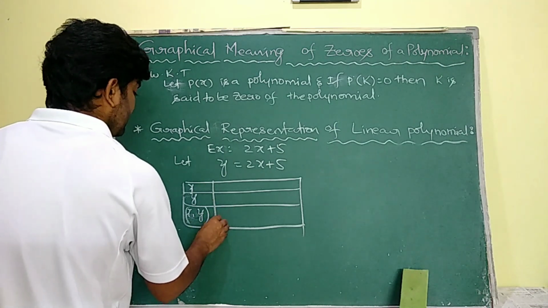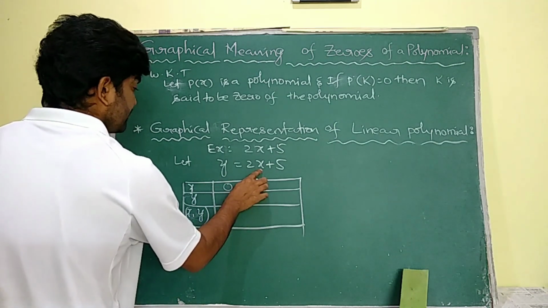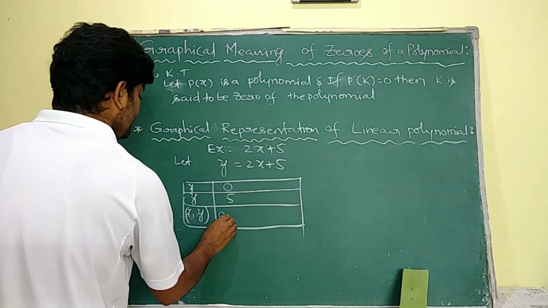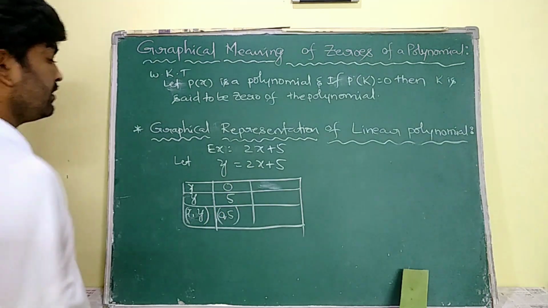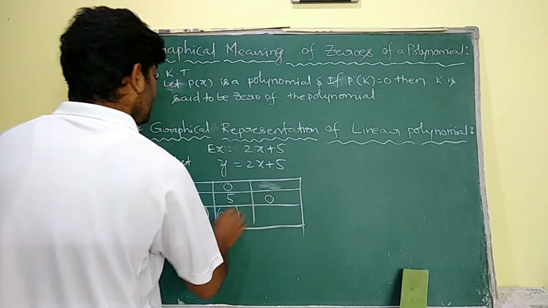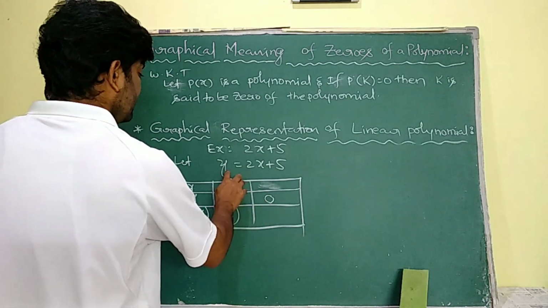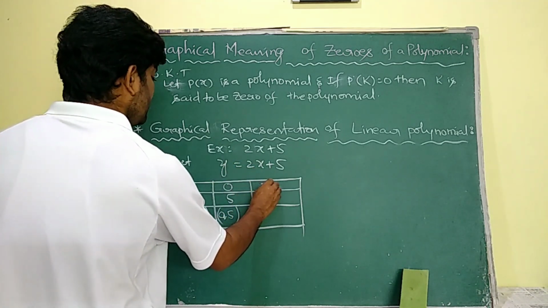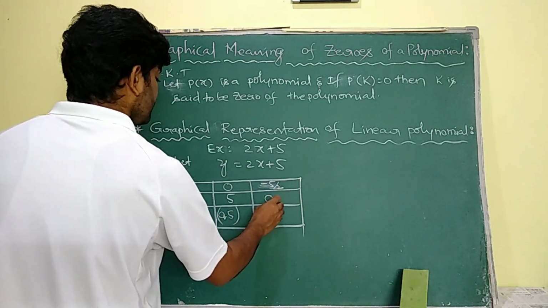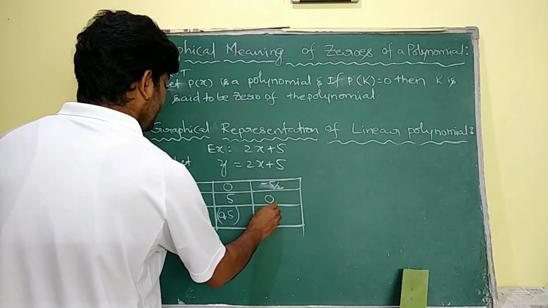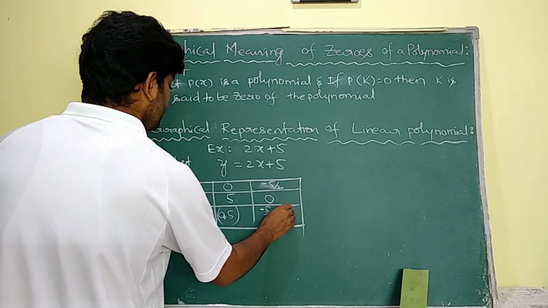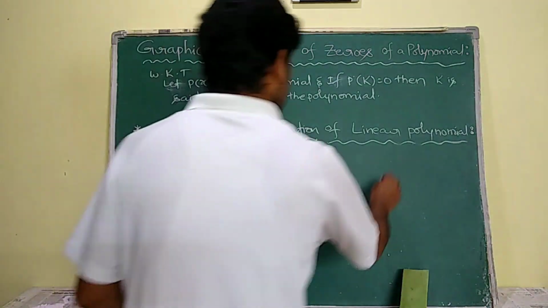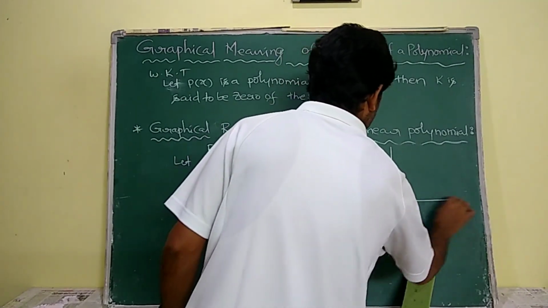Now let us suppose x value is 0. If x value becomes 0, then y is equal to 5. Then the point is 0 comma 5. Now take y value as 0. If y value is 0, then 2x is equal to minus 5. Then x is equal to minus 5 by 2. That is, minus 5 by 2 comma 0. So these are the 2 points. Now you have to plot these on the graph sheet.